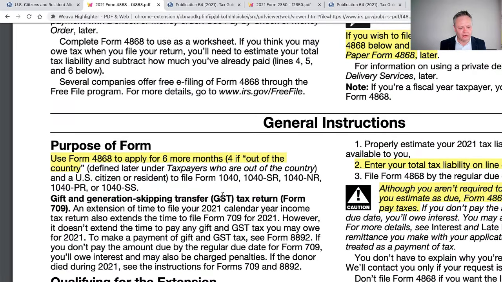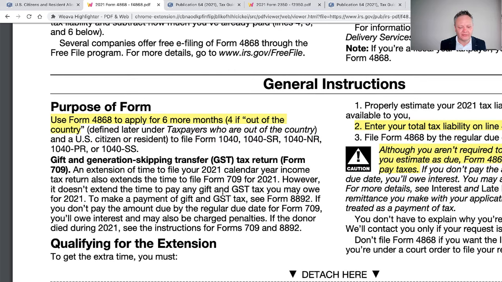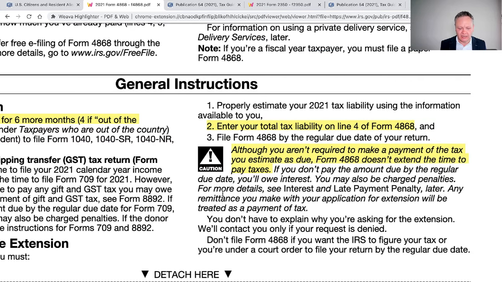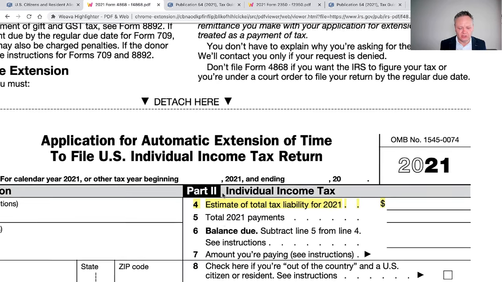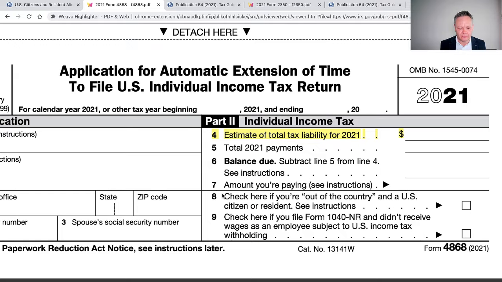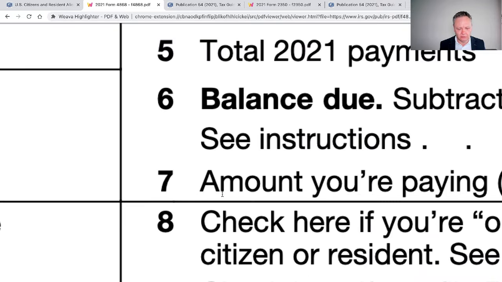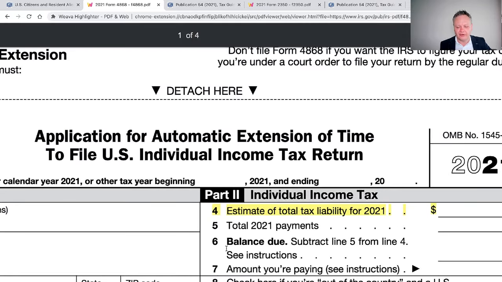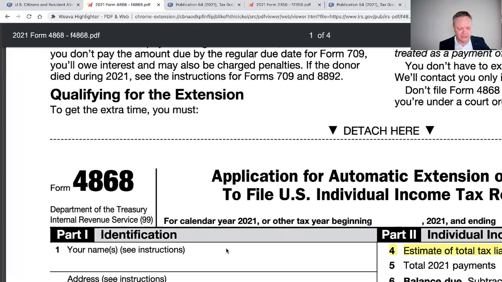As it says here, use the 4868 form to apply for the 6 months. So again, we're going from June now to October, and we already know that. Make sure you pay your tax liability, but you put that on line 4. So you do need to fill that in. This is the 4868 form right in front of you right now. This is the 4868 form right here, as it says there.